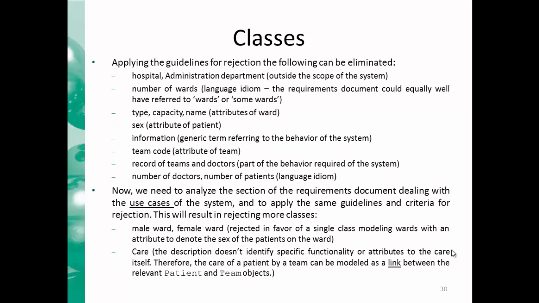Here are the details of all the classes, and we find on the right the reasons for rejecting these classes. For example, hospital is outside the scope of the system. Type or name is an attribute of ward. Team code is an attribute of a team, and so on.